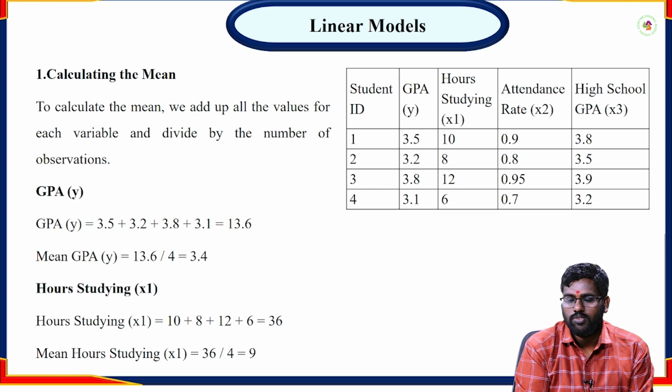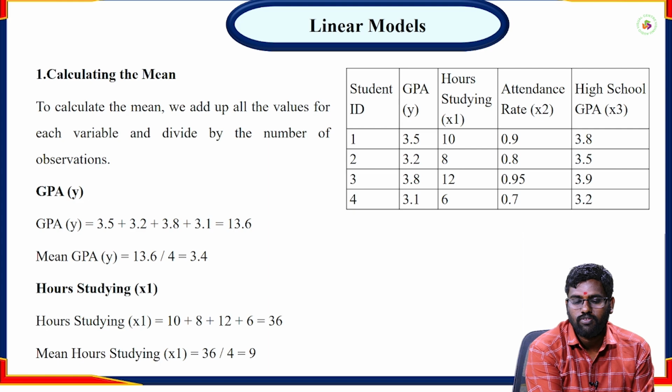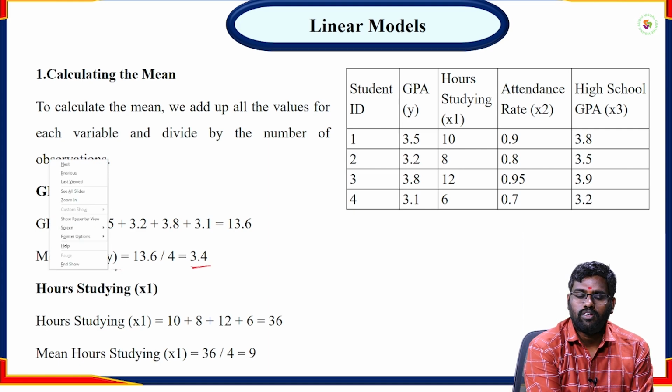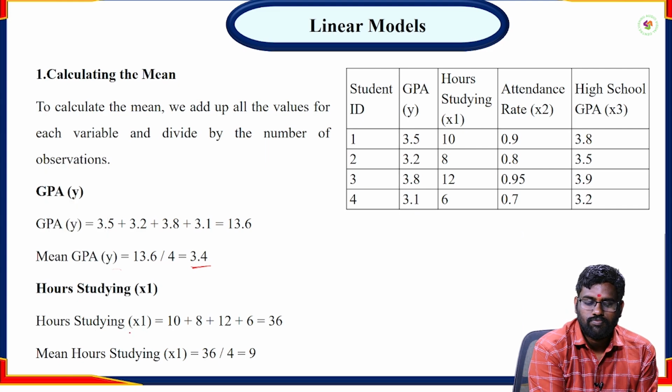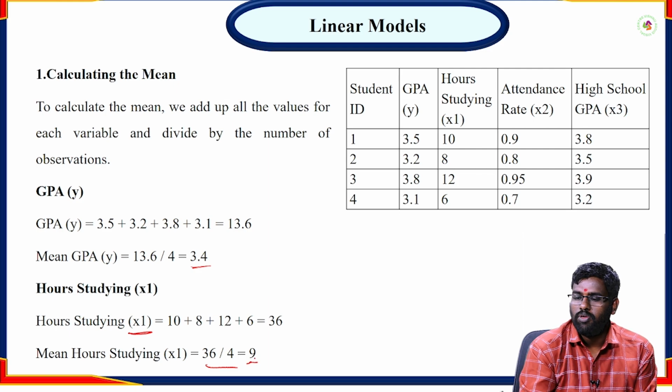see, I have taken the mean for the GPA, so the sum of all the numbers divided by the count. The sum of all the numbers divided by a total of 4, so 3.4 for GPA. Next, how about studying, x1? That value is 36/4, which is 9. Similarly, x2 and x3 we also need to calculate.